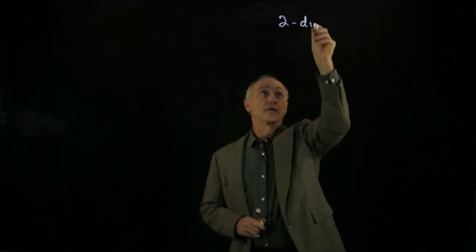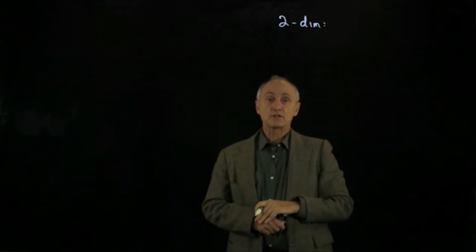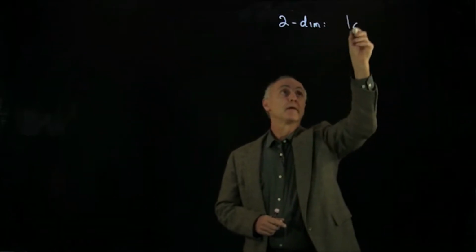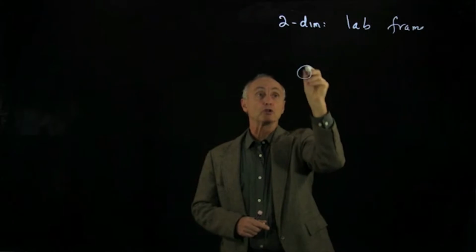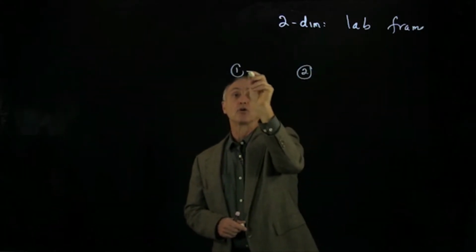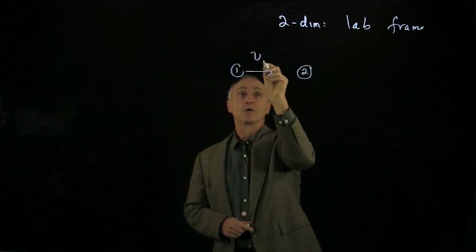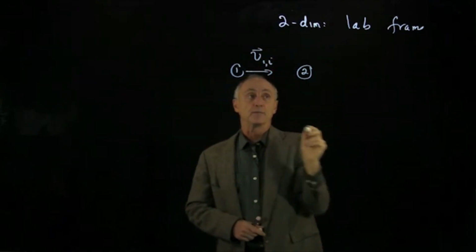We would now like to look at two-dimensional collisions. And what we like to look at is in the laboratory frame, so I'll call that the lab frame, in which we have a target particle, which I'm going to call 2, and an incoming particle 1, which is coming in with some initial velocity.